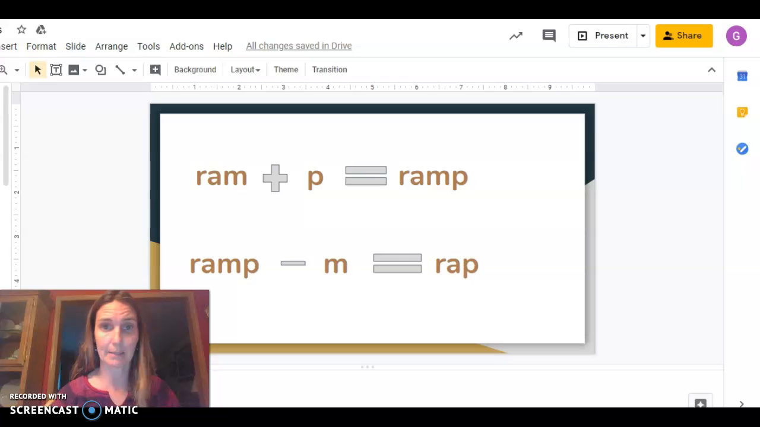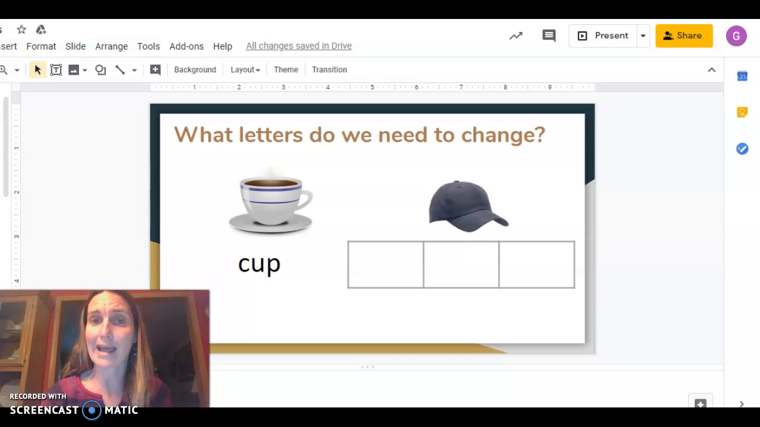So let's try some together. Let's make some words together. Let's change some letters or add a letter to words to make a new word. So what letters do we need to change here? I have the word cup. Let's stretch out the word cup together. Cup. K-up. Cup. Now we want it to say cap.